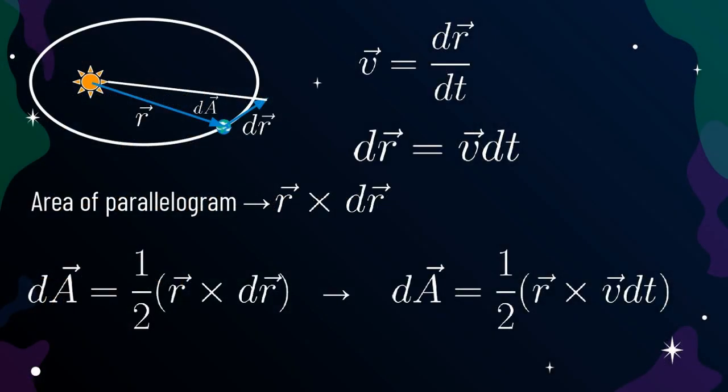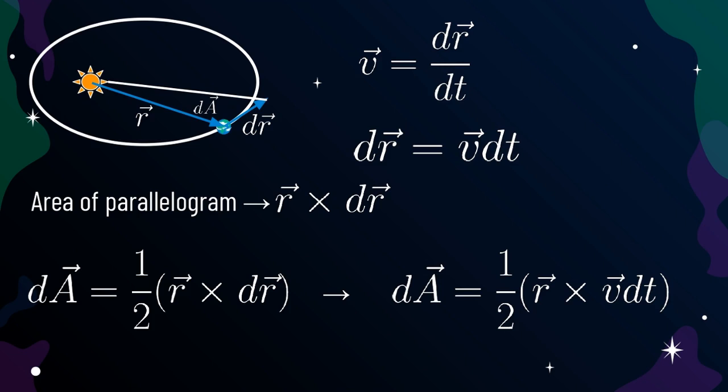So coming back to the idea of a planet covering equal areas in equal time periods, we have this diagram. Over a small time period dt, the planet has moved a very small displacement, denoted by dr. Using this diagram, we were able to find equations for velocity and change in area. First, we know that velocity is equal to the derivative of the r vector with respect to time. We can rearrange this equation, which will leave us with displacement dr equals v times dt.